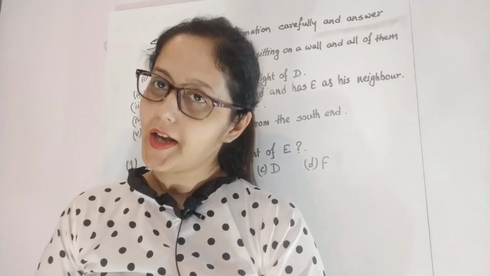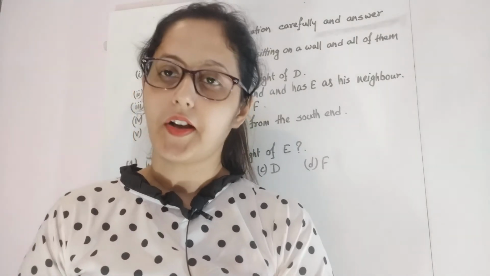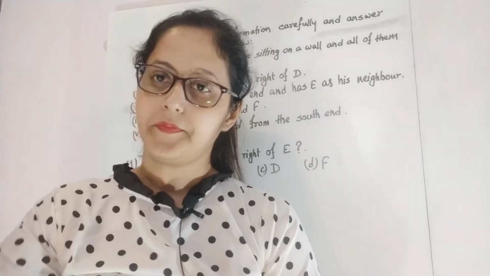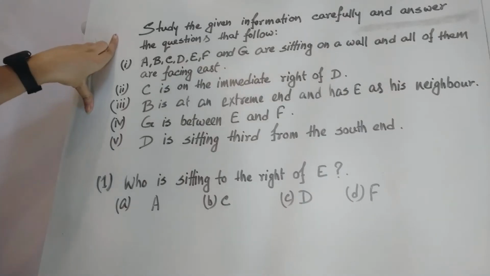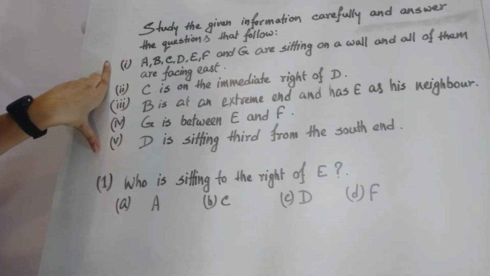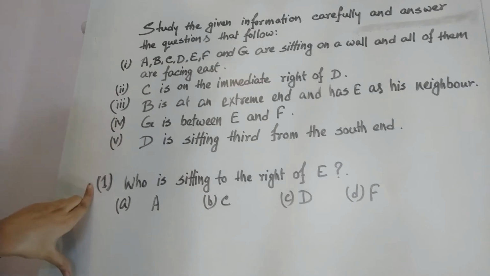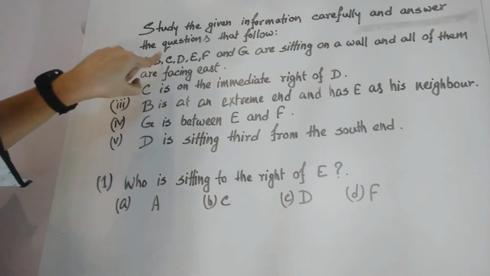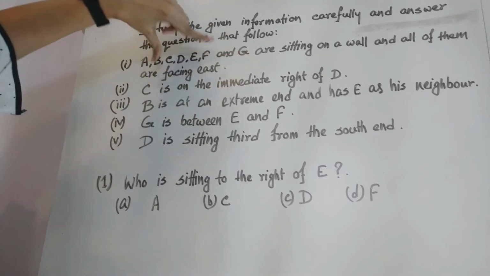Puzzle. We all love to solve puzzles. So today we'll be solving a very interesting puzzle. Let's start without wasting any time. Study the given information carefully and answer the questions that follow. 5 clues are given. We need to solve 5 problems from these clues. Okay, 1 I have already written, 4 more will come. From here we need to derive the positions of A, B, C, D, E, F and G, these 7 characters.